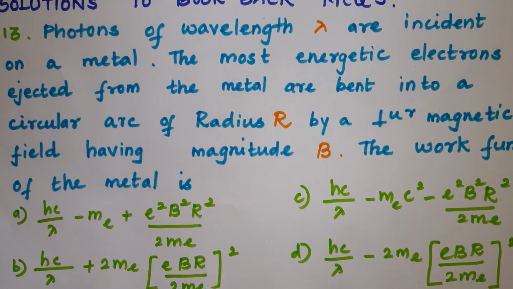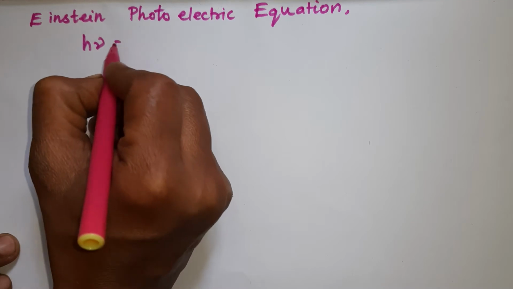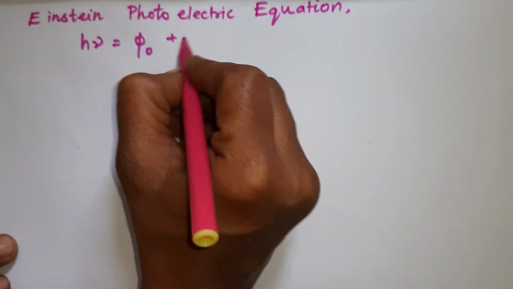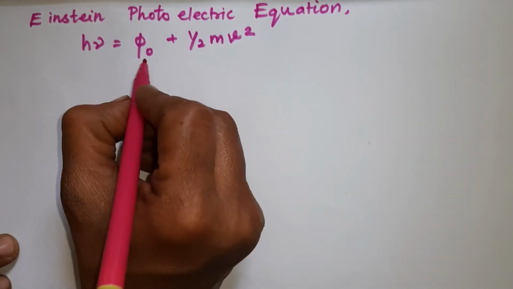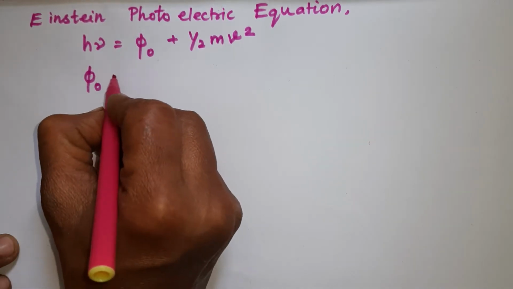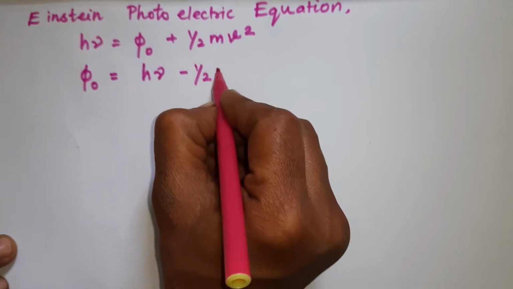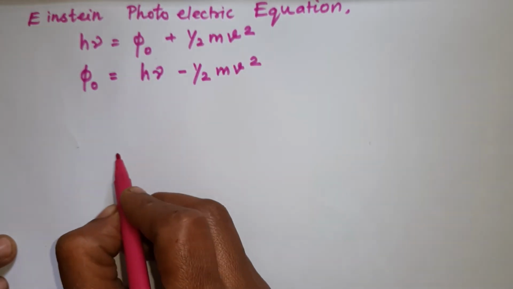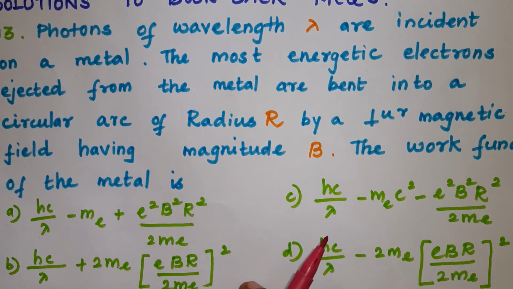The solution: Einstein's photoelectric equation is h nu equals phi naught plus half m v square. We need to find the work function. So we can write work function phi naught equals h nu minus half m v square. Here in the options we have hc by lambda throughout, so we don't want to disturb this term.